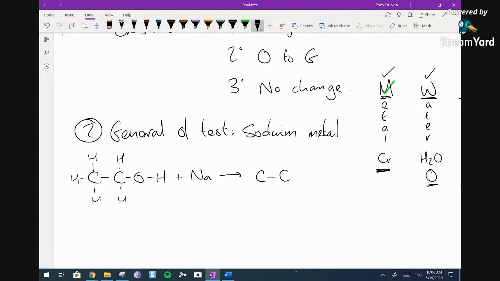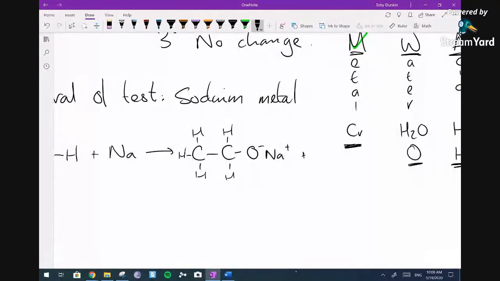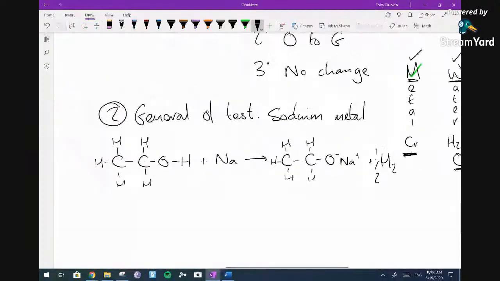You won't have to name this, year 12. You won't have to name it, but you may have to write an equation for it. So I make sodium ethoxide and hydrogen gas. And of course, balancing this is nice and easy. H2 with a half there. There we go. At A level, you can use halves, of course, which is nice.